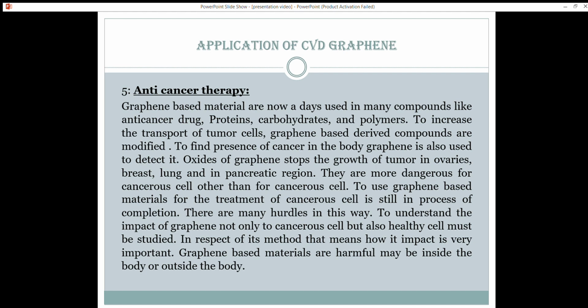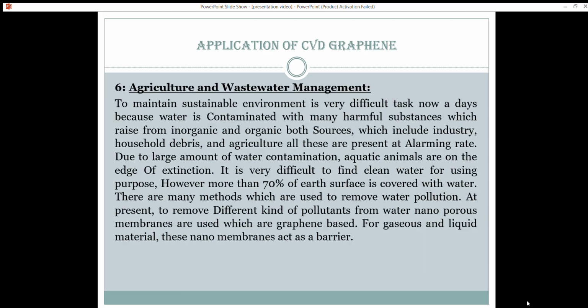There are many hurdles in this way. To understand the impact of graphene, not only cancerous cells but also healthy cells must be studied. In respect of its method, that means how it impacts is very important. Graphene-based materials may be harmful inside or outside of the body. Moving next, we will see application of graphene in agriculture and wastewater management.